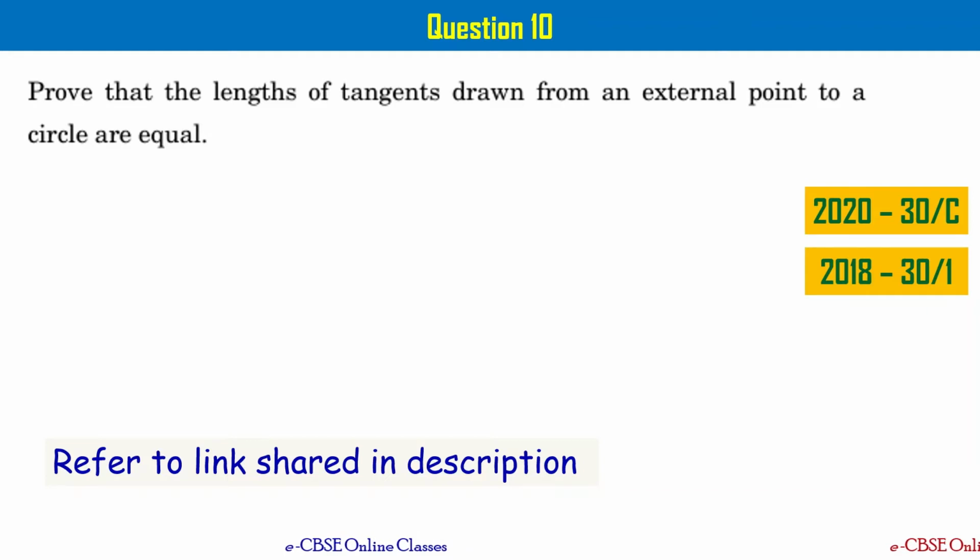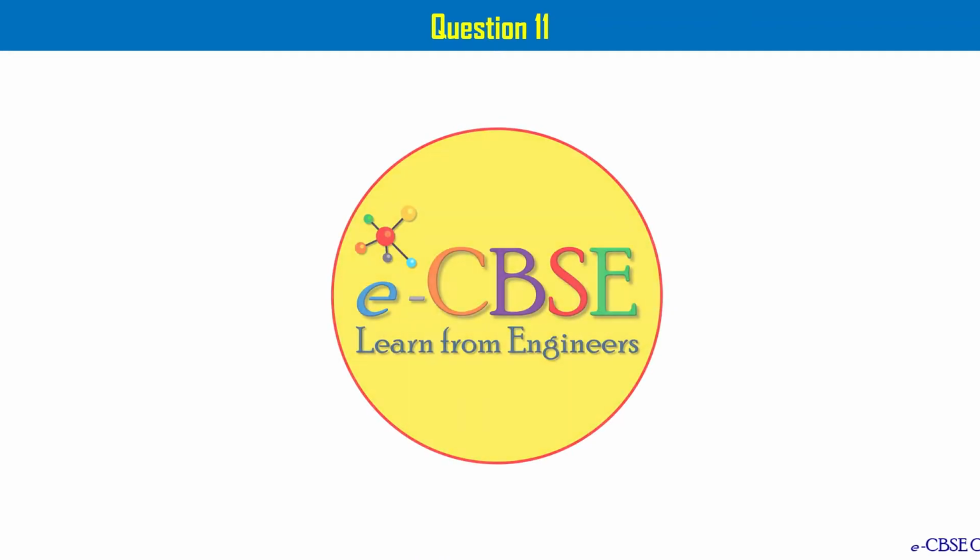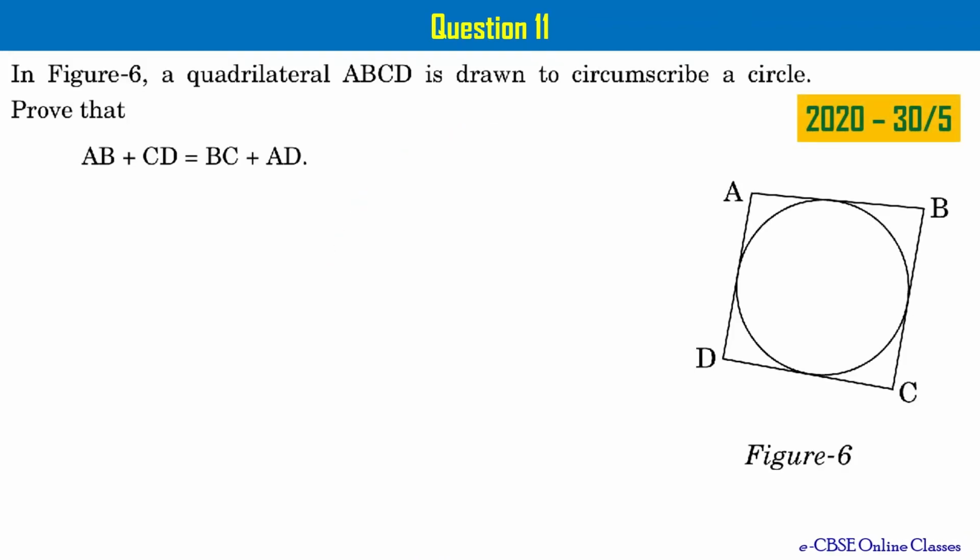Let's go to the next one, that is question number 11. In figure 6, a quadrilateral ABCD is drawn to circumscribe a circle. Now prove that AB plus CD equal to BC plus AD.